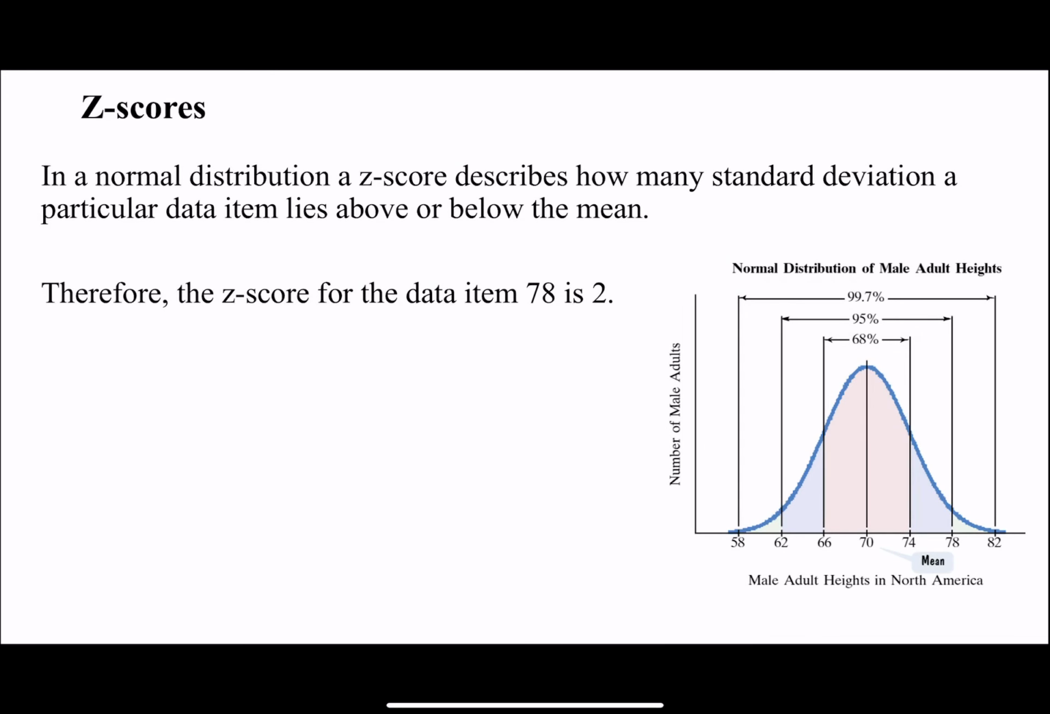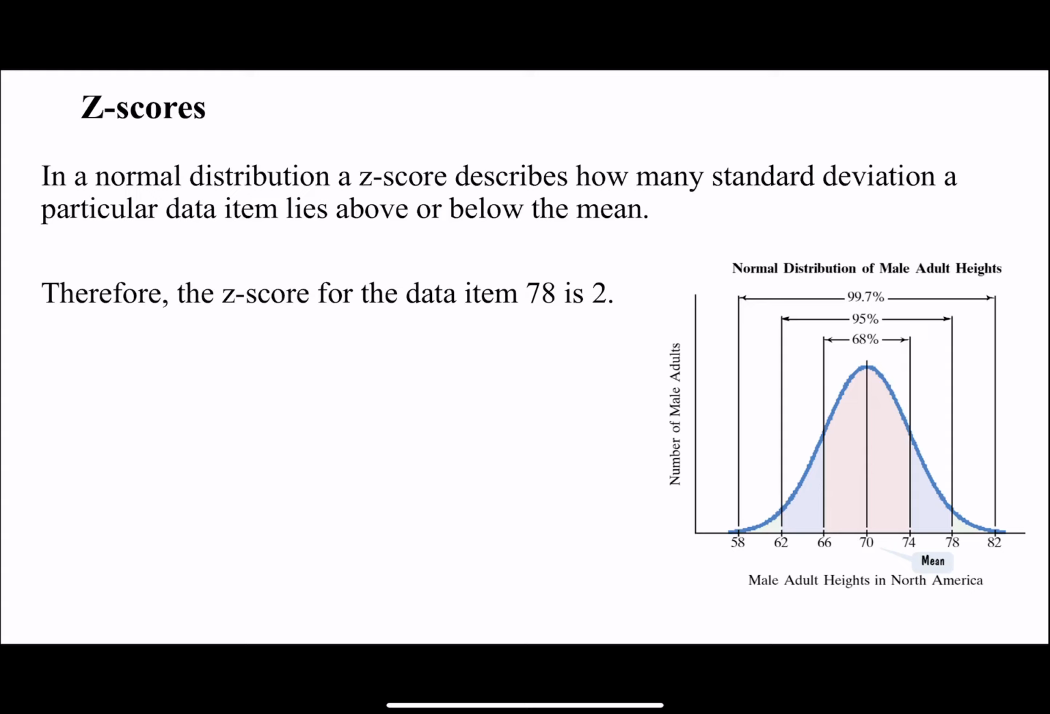Okay, z-score. When we have a normal distribution, a z-score tells you how many standard deviations a particular data item is away from the mean value. It's higher or lower than the mean value. So you have a particular data item, and the z-score tells you how many standard deviations that data item is away from the mean value.